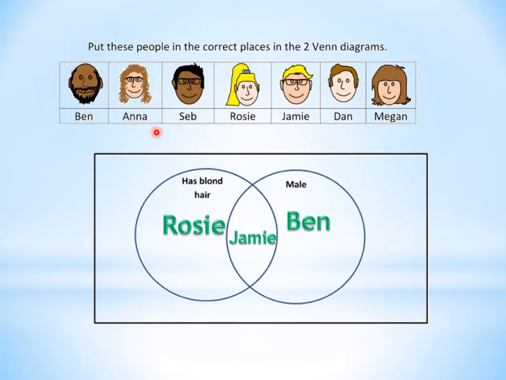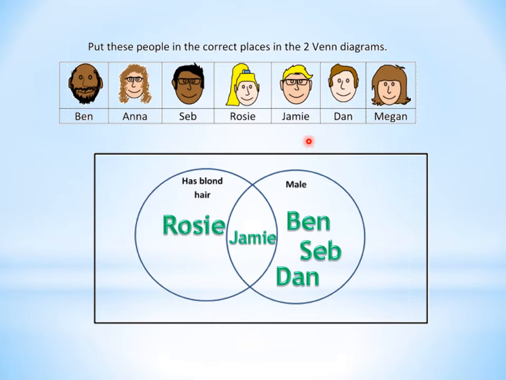Anna is a female. Seb. Seb is a male. Does he have blonde hair? No. So I will add him too. Jamie, we already wrote him. Dan is a male. Does he have blonde hair? No, he doesn't.